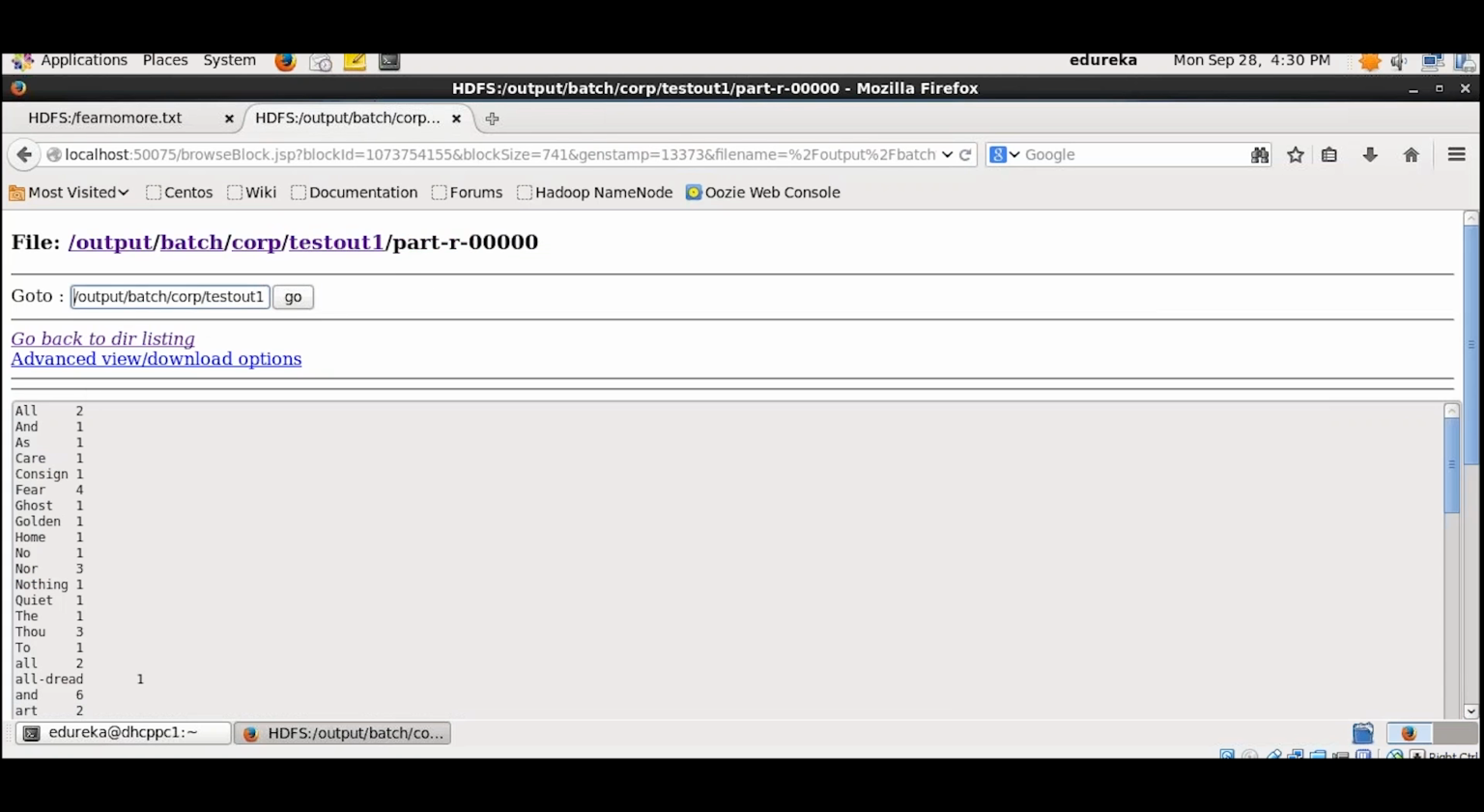This part R file: in that particular file, I have two words all, one word with and, four words with fear, six words and. I have not given case insensitive, so it's case sensitive. So this is how everything has been split, and this is the word frequency, how many times each occurred.